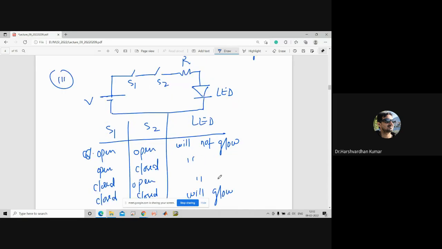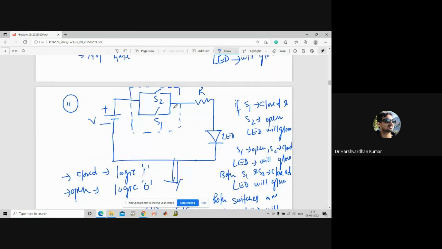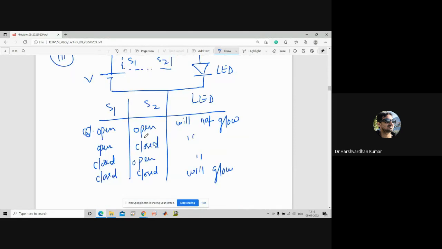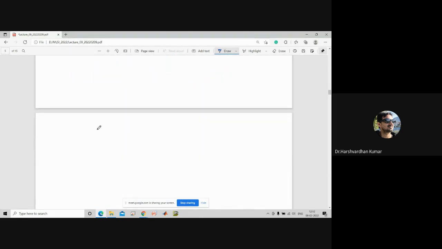Okay, so what we can conclude from these three cases: if we are interested in designing the AND gate or OR gate, then we have to connect accordingly. For example, if we are interested in designing the OR gate using CMOS, then we will have to connect the CMOS transistors in parallel, right? However, if we are interested in designing the AND gate, then we will have to connect the CMOS transistors in series. Okay, so this is the conclusion from these three cases.